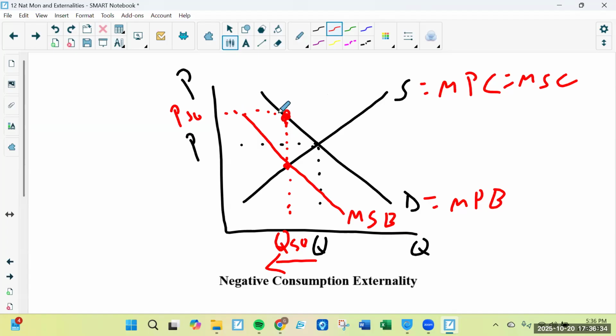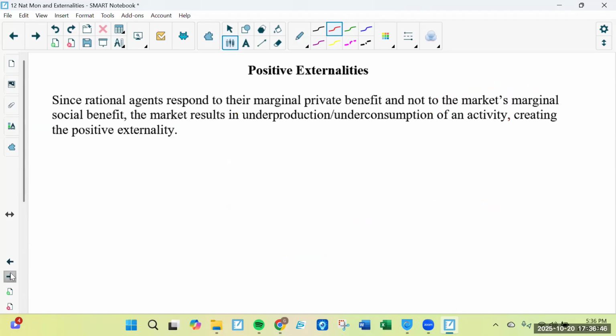Okay, so this is a negative consumption externality. We shifted the demand curve to the left to get less of it because it's negative. Again, stop, pause, rewind so that you can draw this. Let's get to our positive externalities.